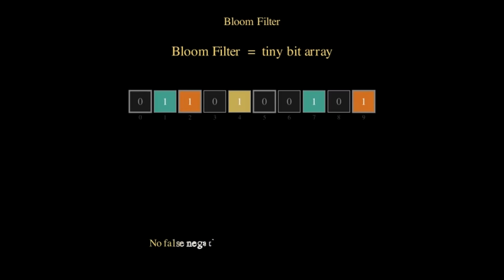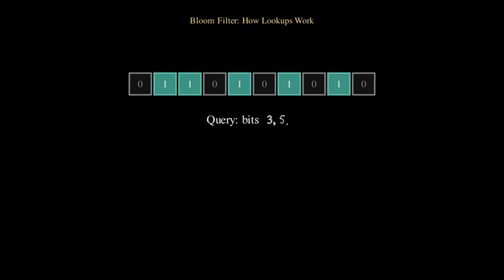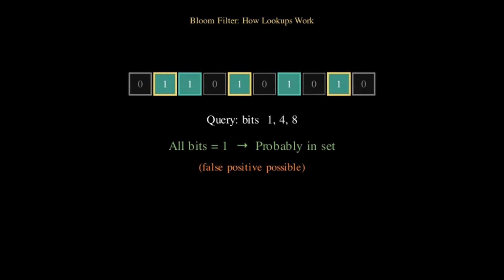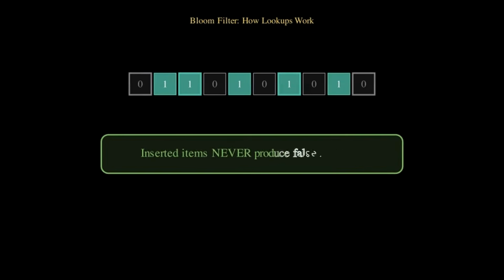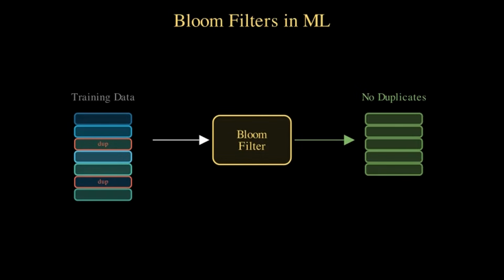When checking for an element, the same hash functions are applied. If any corresponding bit is 0, the element is definitely not in the set. If all the bits are 1, the element is probably in the set, although there is a chance of a false positive. The useful thing about Bloom filters is that they never produce false negatives for inserted items. In machine learning, they're used to remove duplicates from massive training datasets.